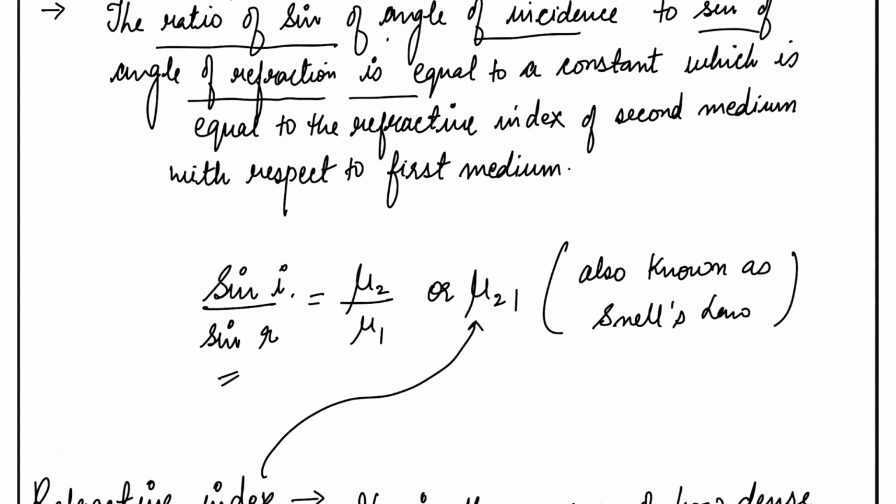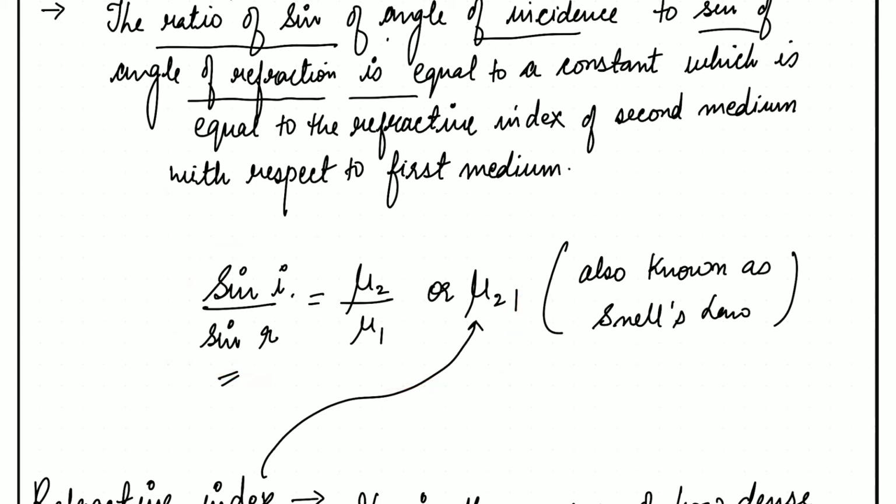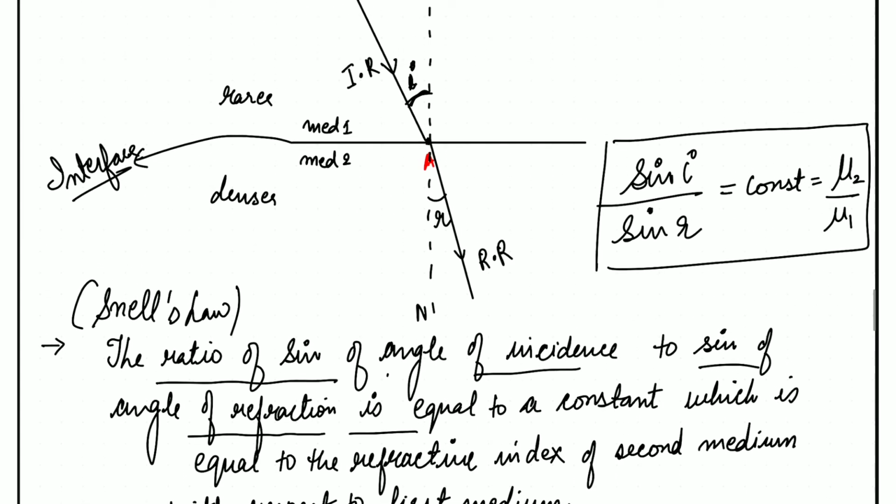So this is how it is written: sin i upon sin r is equal to nu2 upon nu1. This symbol is what you call nu, which is for refractive index, right? And this entire thing is what you call your Snell's law. Now what is refractive index? We'll try to understand this in a bit, but you have to understand what your first law is.